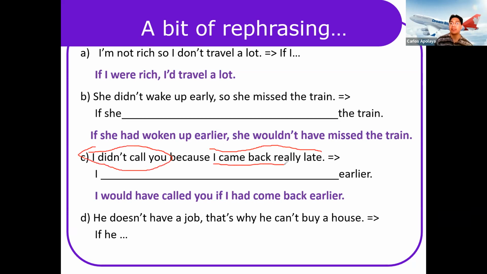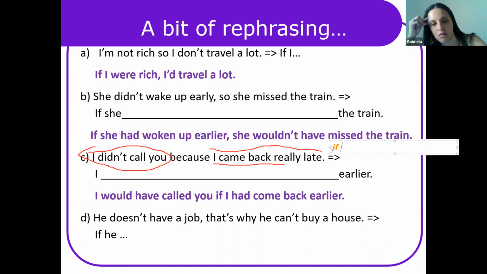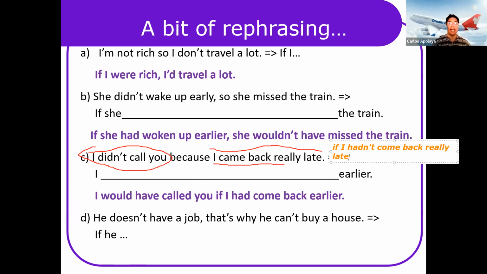Acá pongo mi if. ¿En qué tiempo está? ¿En presente o en pasado? I came back. Ah, no, come back. Pasado. Si está en pasado, ¿en qué lo pongo? Pasado perfecto. If I hadn't, muy bien, porque está en afirmativo. If I hadn't come back really late, I wouldn't have called you, presente pasado.